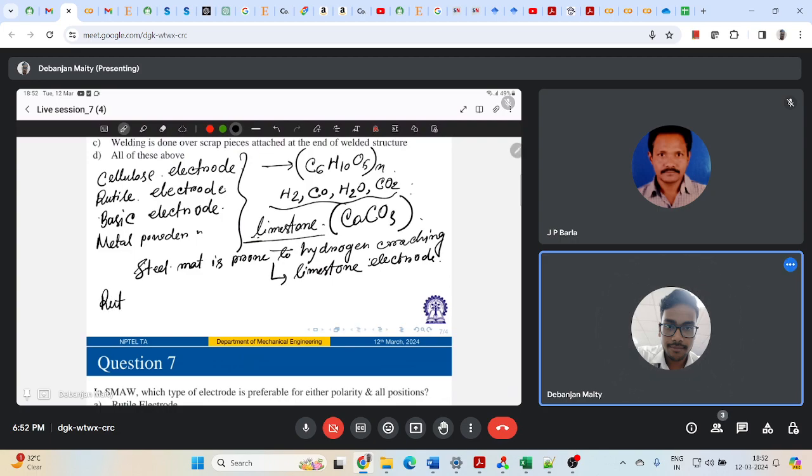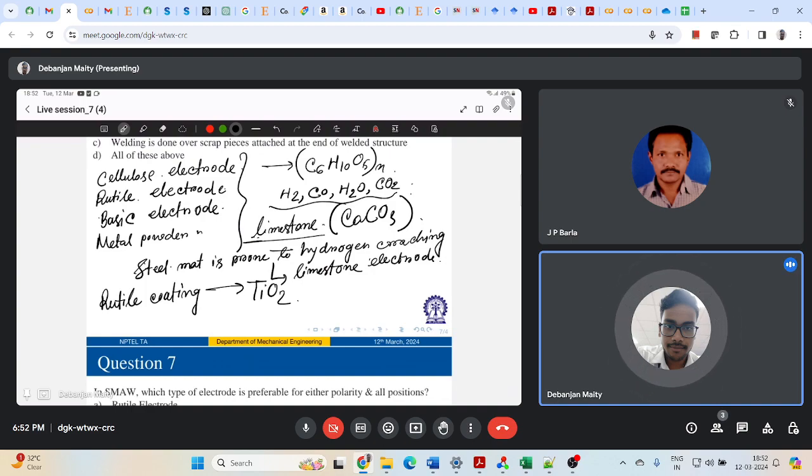So rutile coating is composed of titanium oxide. Now, what is there in rutile coating? Basically, a high proportion of titanium oxide will be there in the coating.